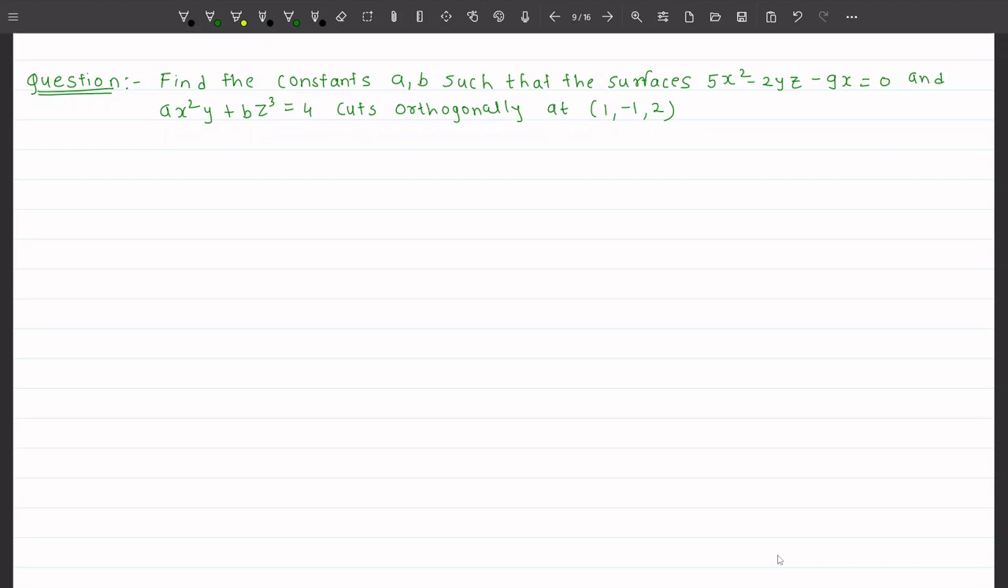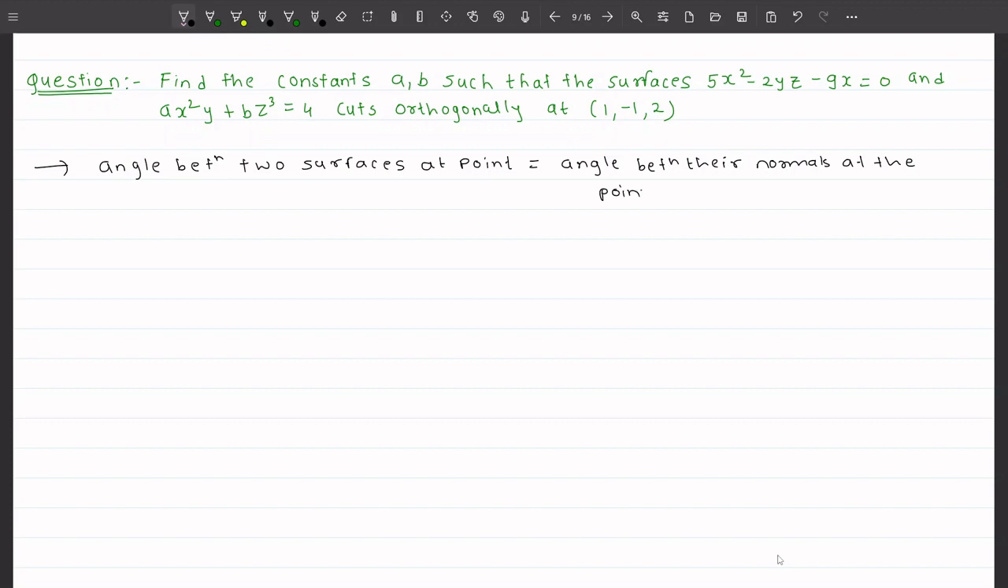First of all, we need to know that the angle between two surfaces at a point is equal to the angle between their normals at the point, right? Okay, so we have a formula.